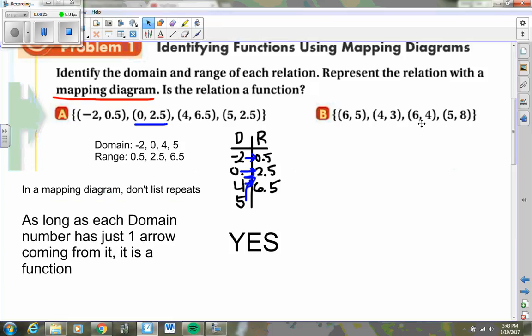I would like you to try letter B on your own for a couple minutes, listing the domain and the range, making me a mapping diagram, and then telling me if it's a function or not a function. Okay? So pause the video for a second, take a look at that. Letter B here, decide if it is a function or not after listing the domain and range and making a mapping diagram. Once you're finished, come on back and I'll show you what we should have.